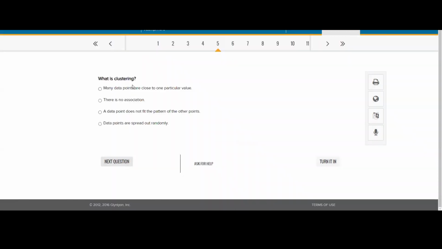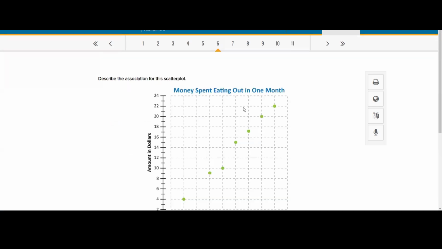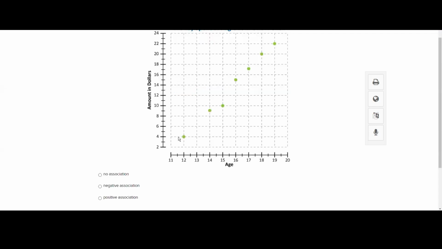Then what is clustering? Data points, many data points clustered to one particular value, close to one particular value, that is clustering, okay? Okay. Describe the association for this scatter plot. As you move to the right, it goes up. That is positive, okay? Okay.